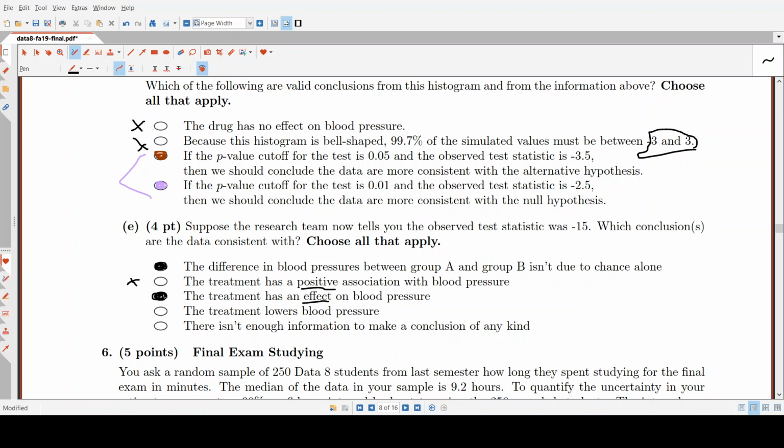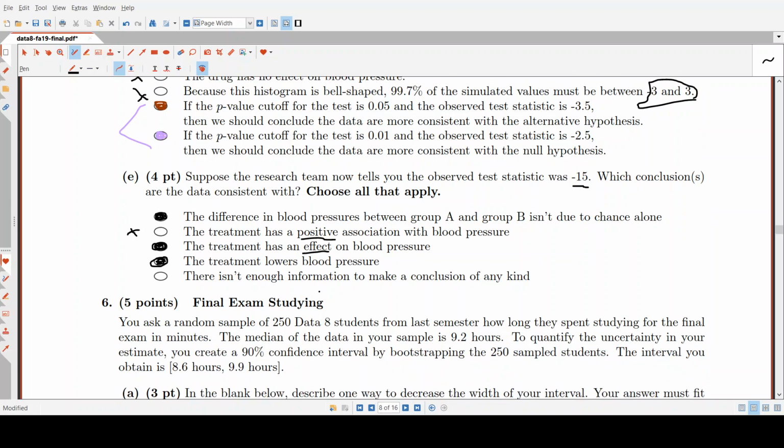D is that the treatment lowers blood pressure, and this is also a valid conclusion because we've proven that -15 means that there's like a 15% or a 15 difference in blood pressure when you use the treatment. And then the last one is that there isn't enough information. I mean, there is. We just have like 3 right here, so this is not correct. So these are our correct answers.